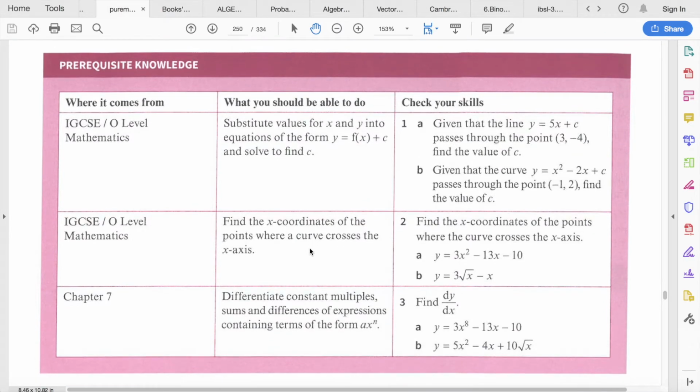Now, before we start integration, you need to know some prerequisite knowledge from IGCSE and previous chapters as well. The first thing that you need to know is that, for example, you learned in O level when you are writing the equation of a straight line, which is of the form y = mx + c. In order to find c, which is the constant, or y-intercept in other words, you just substitute the point in the equation as x and y and you find the constant c.